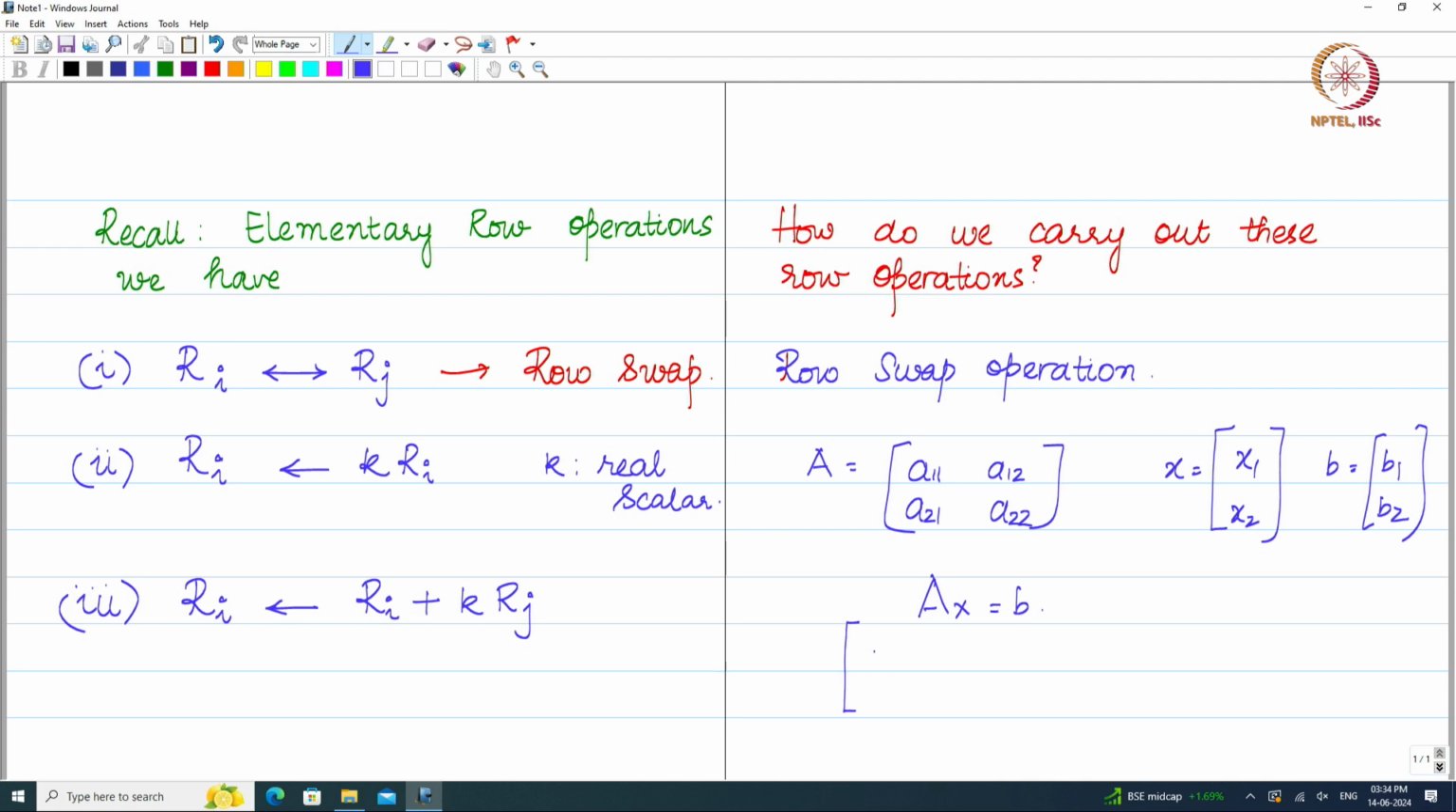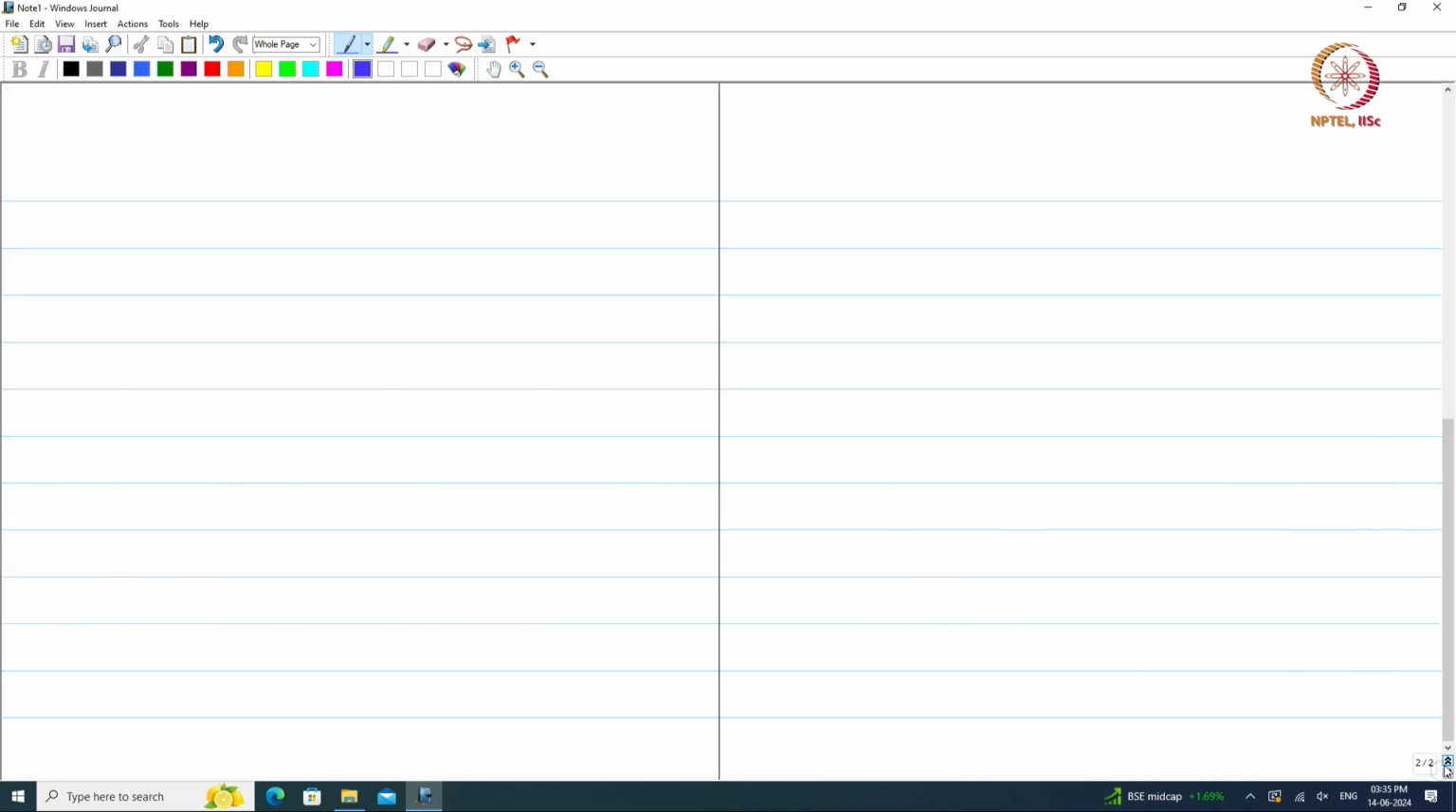Now you have already seen that if you want to solve Ax equal to B, you end up augmenting this matrix A with the column B, and then do the row operations on the augmented matrix. You do not do it on A alone. You augment the matrix A with the vector B, and then you do the row operations on the augmented matrix. So we are going to say row operations on the augmented matrix. Right. So let us see how it is done.